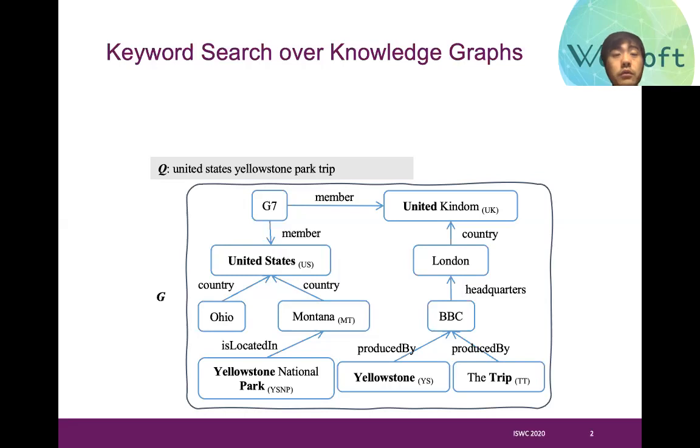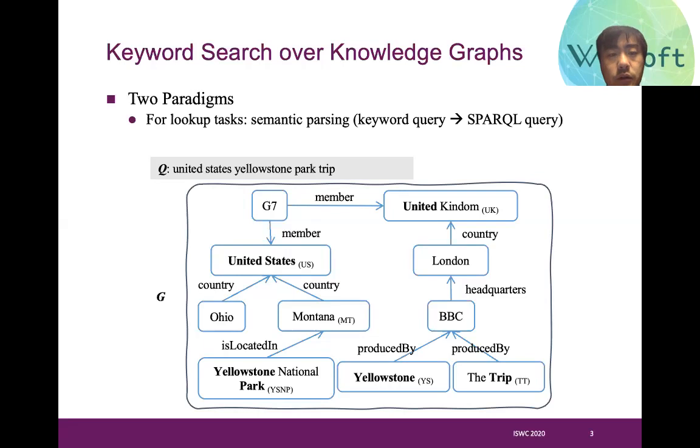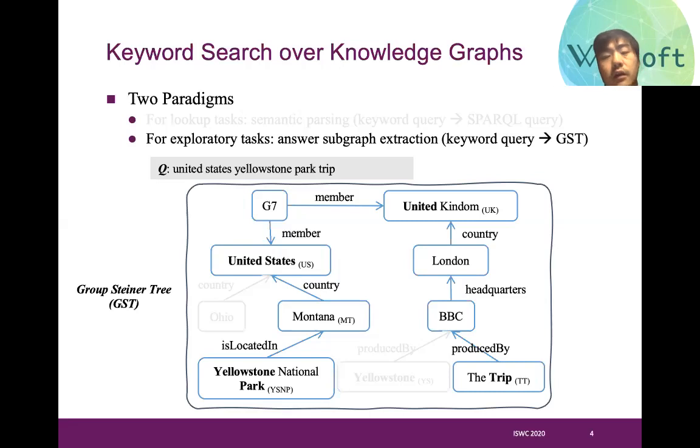There have been two types of methods. The first type of method is to transform a keyword query into a SPARQL query or other formal query. And this is called semantic parsing. Semantic parsing is particularly suitable for lookup tasks where there is a precise information need that can be precisely expressed as a formal query. But in this work, we consider the other type of methods.